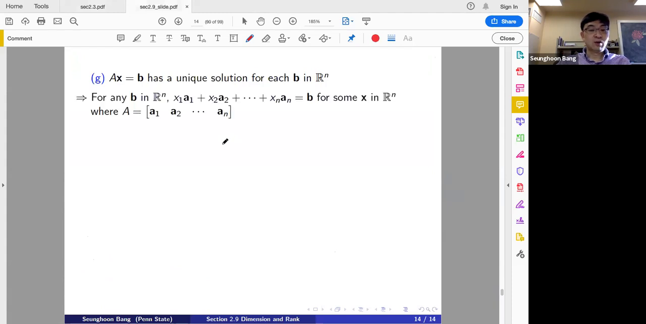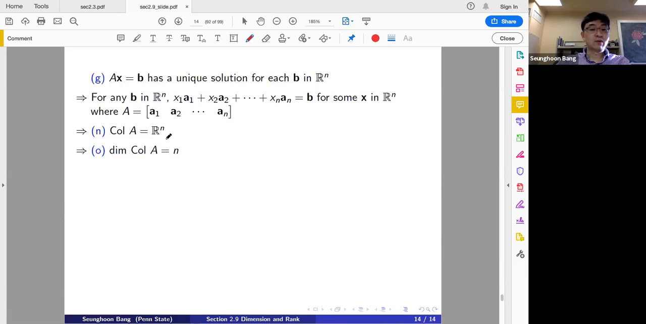So what does it mean? For any vector B in Rn, x1 a1 plus x2 a2 up to xn an equals B for some x in Rn, where A is the matrix with columns a1, a2, up to an. Right? This is exactly the unique solution. So this is exactly equivalent to the column space of A being Rn, right? So we have the column space of A is Rn.